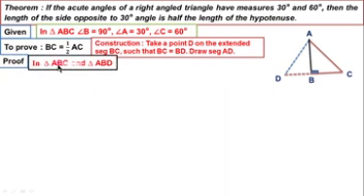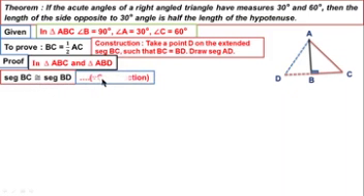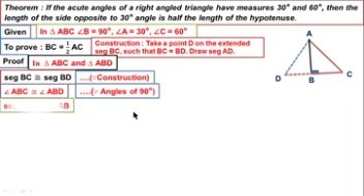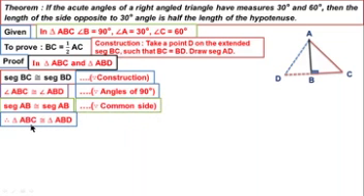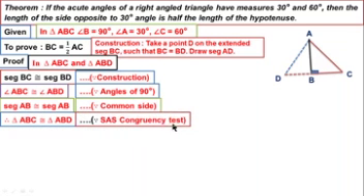Proof. In triangle ABC and triangle ABD, segment BC is congruent to segment BD by construction. Angle ABC is congruent to angle ABD, angles of 90 degree. Segment AB is congruent to segment AB, common side, and therefore triangle ABC is congruent to triangle ABD by side angle side congruency test.